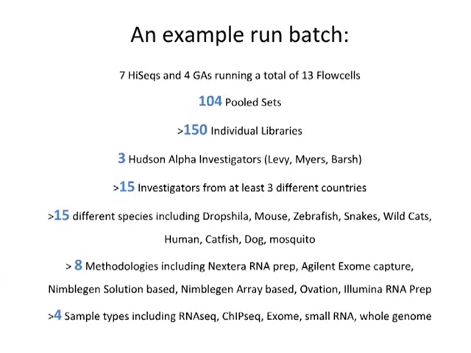So across 13 flow cells, we had a little over 100 pooled sets representing a bit more than 150 individual libraries from multiple investigators, both internal and external, and again across multiple species, with a variety of methodologies being run at the same time: Nextera RNA prep, Agilent Exome, NimbleGen solution-based capture, as well as some array-based capture, Ovation from NuGEN Technologies, Illumina's TruSeq RNA prep, and then 4 different general sample types: RNA-seq, ChIP-seq, exome, small RNA being microRNA, and whole genome. Obviously, the sequencing conditions across those 13 flow cells were appropriate for the experimental design.